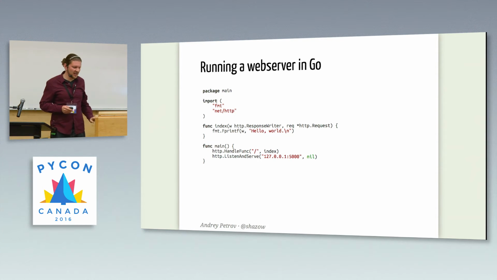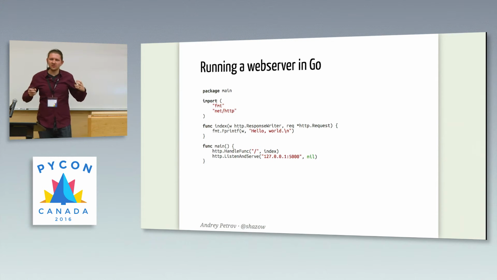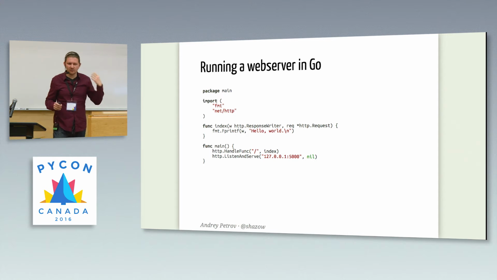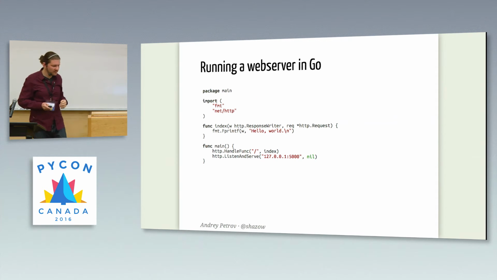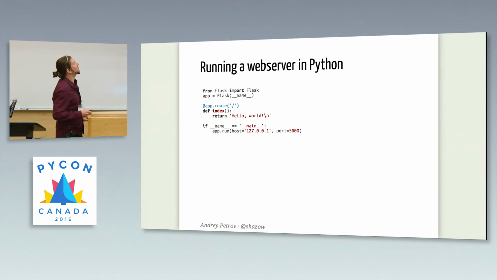And then the index receives two variables. It has a response writer, which is an interface. So basically, that's the thing that we write into in order to render a response. And then it has the request information. That's a structure that has things like the URL that was requested, the referrer, the IP address, all those kinds of things. And then similarly in Python, this is what a web server would look like.